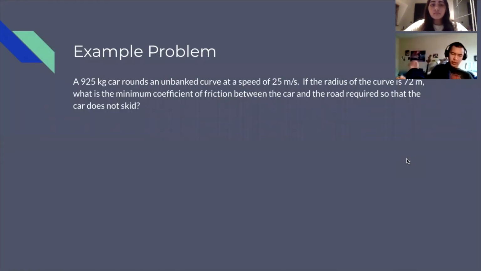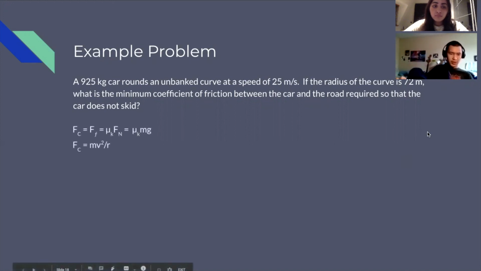Our example problem is a 925 kilogram car rounds an unbanked curve at a speed of 25 meters per second. The radius of the curve is 72 meters. What is the minimum coefficient of friction between the car and the road required so that the car does not skid? We'll give you 5 seconds to pause and figure it out. All right.